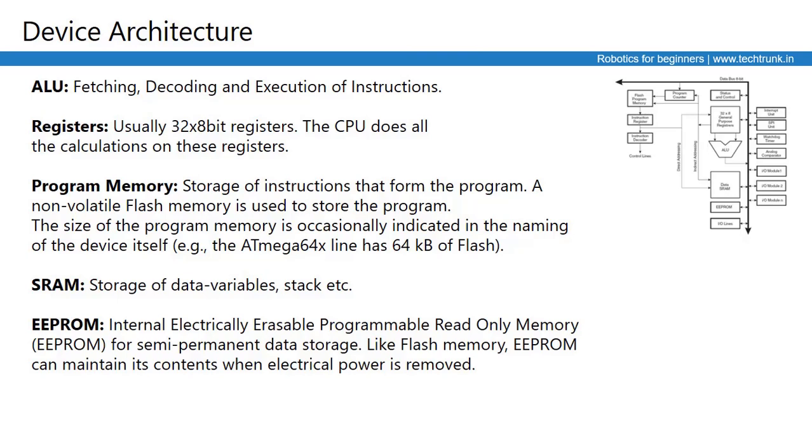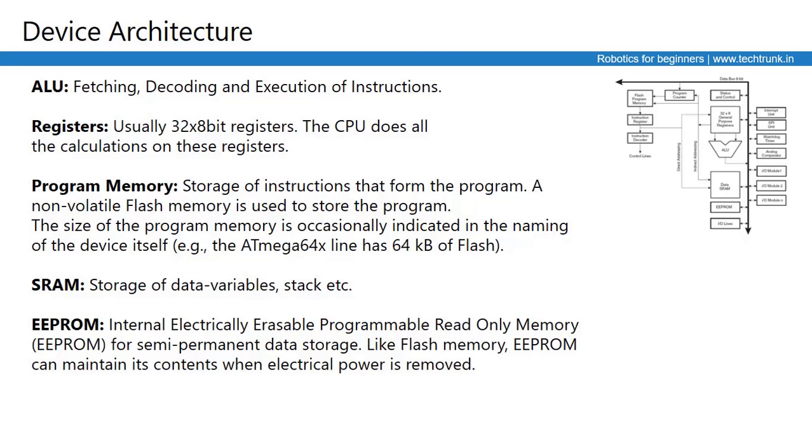Another unit in the microcontroller is the program memory. Program memory is used for storage of instructions that form the program. A non-volatile flash memory is used to store the program. The size of program memory is occasionally indicated in the naming of the device itself, that is ATmega64. The line has 64 KB of flash memory. In our case, we are using ATmega328, so the microcontroller has 32 KB of flash memory.